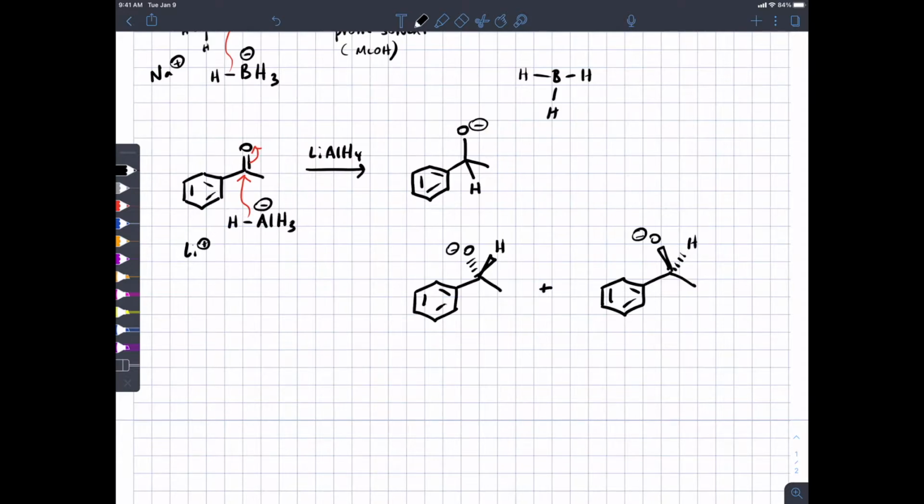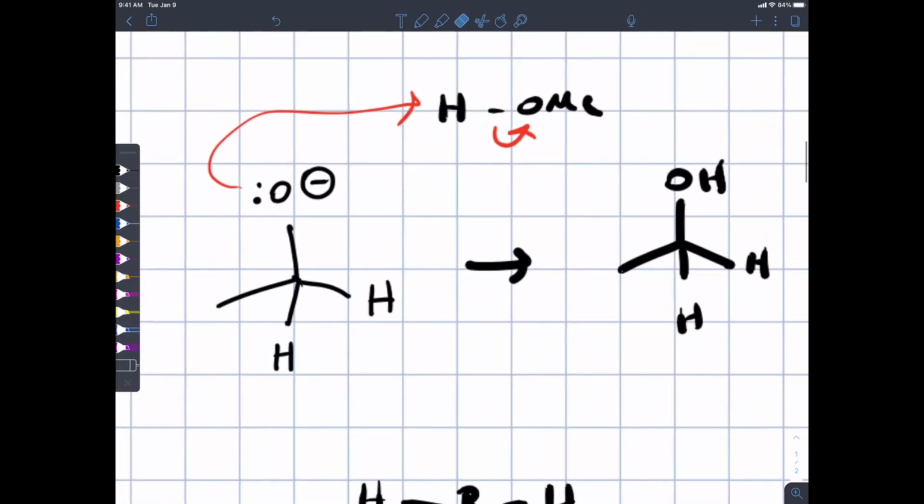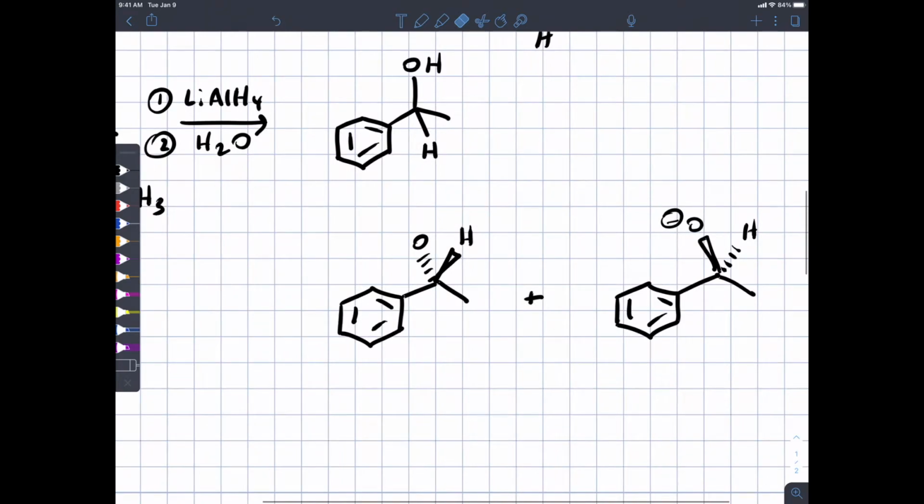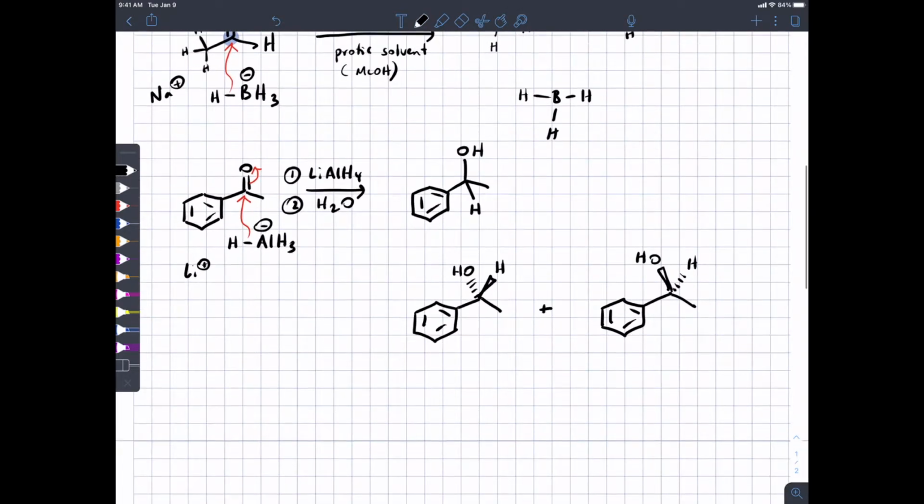Those two compounds are enantiomers of each other. We get both of them. And of course, I haven't shown you the after-the-fact aqueous workup step where we would remove a proton from water to get the alcohol. I'm not going to draw that because proton transfer reactions are very easy. You've already seen it. I'm just going to show you the final products.